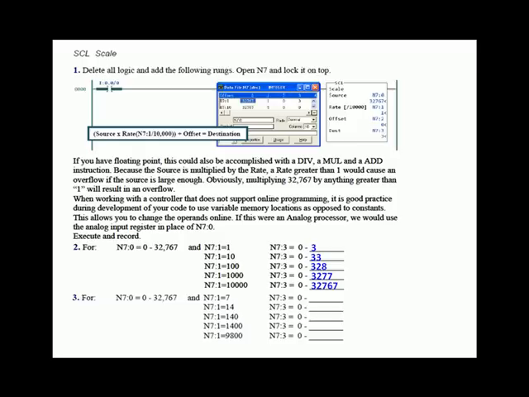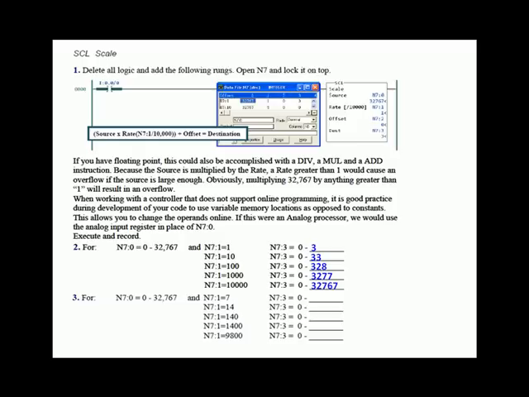The idea is to bring in a range of values from an analog card, well, let's say 0 through 32,767, but you want to display 0 through 10 volts. So when you have 0 in, you want 0 volts. When you have 32,767, you want 10. That's your range. Okay, so you're scaling here.